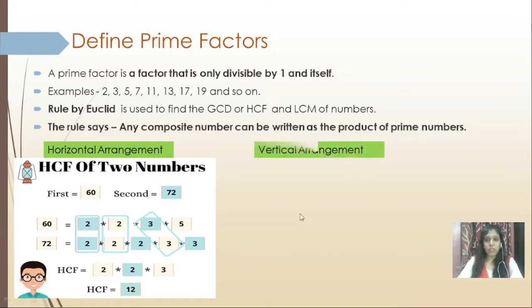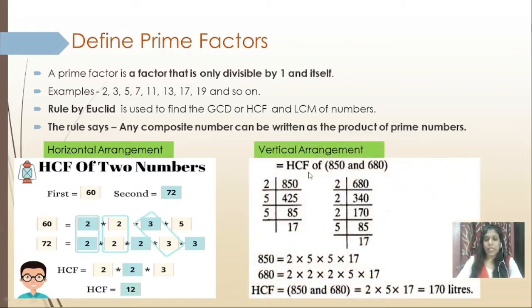Now we'll see the vertical arrangement. Now the HCF of 850 and 680. These are the two methods, horizontal arrangement and vertical arrangement. Vertical arrangement, we solved it in this way, vertically. The HCF of 850 and 680 is 170. This is the highest common factor. We have taken this, and 2 and 5 are common, and 17 is common, so that is how we get 170.